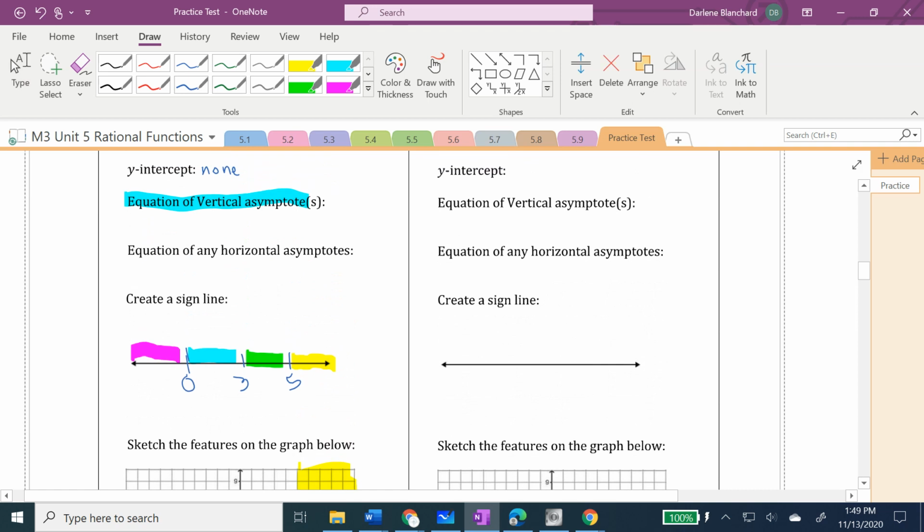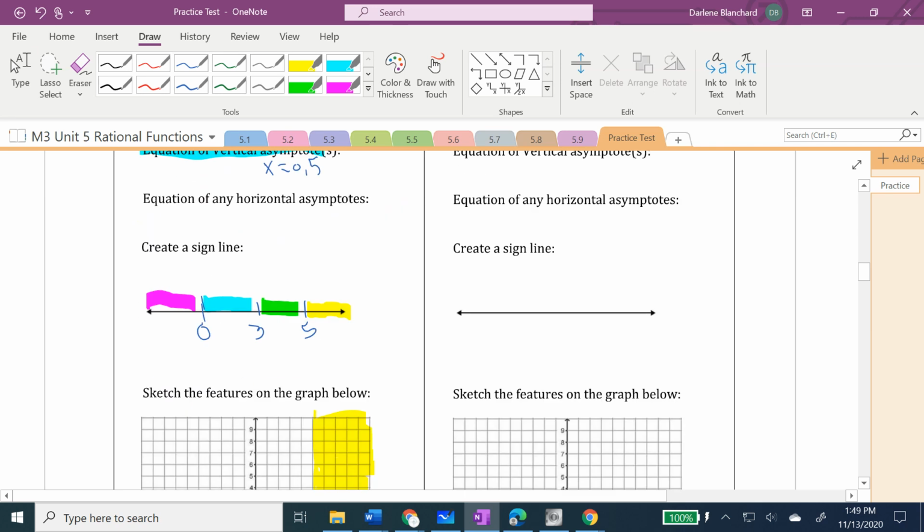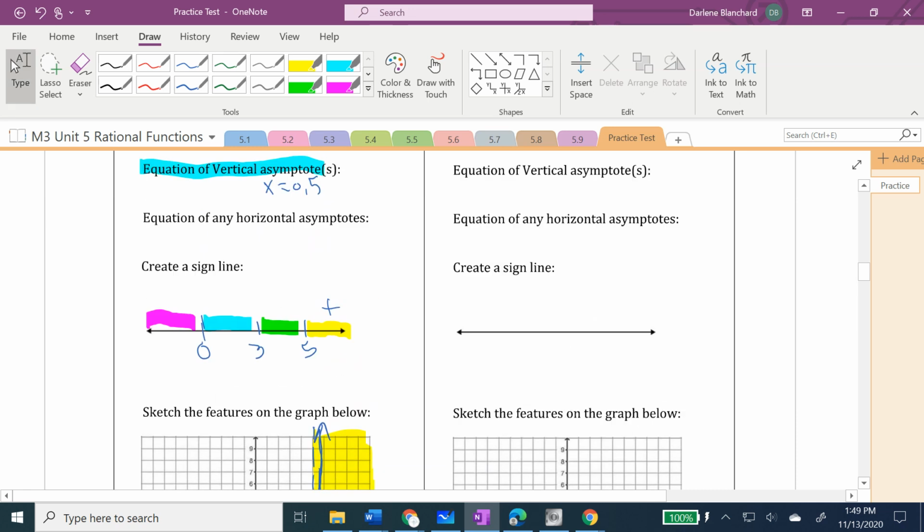X equals 5 is a place where the denominator is 0. It's one of the vertical asymptotes. Just by knowing that that section is positive, that means on the right side of asymptote x equals 5, you have to be heading up. And that gives you an entire section of the graph just by understanding how asymptotes must be followed and determining the sign of the function in each of these separate intervals.